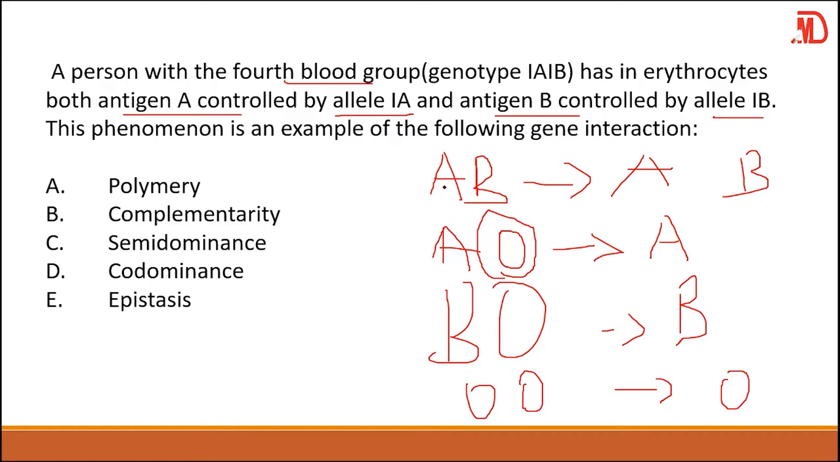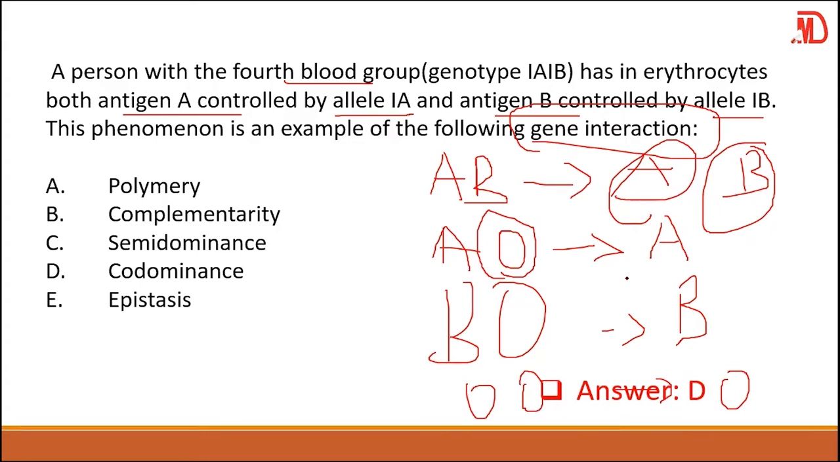In the same way, in blood group AB, while we are seeing A and B together, it means that A is showing its dominance and B is also showing its dominance. So that means that we have co-dominance. So the question is, this phenomenon is an example of what? Gene interaction. So the gene interaction here is co-dominance. Why? Because A is dominating, B is dominating. So we have AB. No one is suppressing the other. But in AO, A is dominating, so we say it's A. Please take note of that. So over here, your answer is co-dominance. All right.